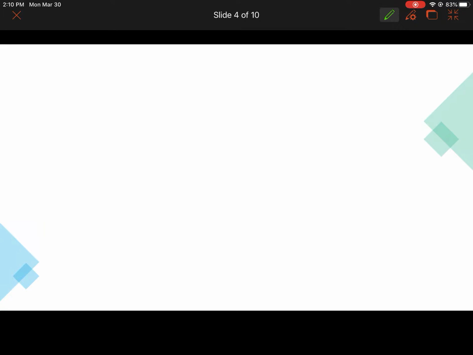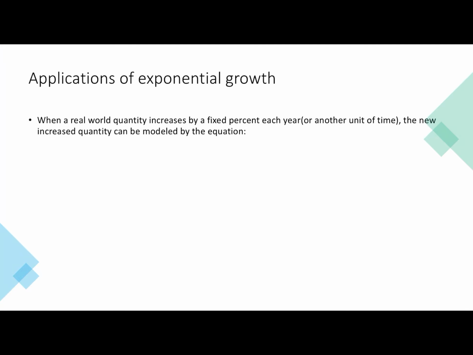Next up, we have applications of exponential growth. This is basically the types of problems that you guys are going to be looking at. When a real-world quantity increases by a fixed percent each year, or this could be another unit of time, it could be a day, an hour, a minute, a week, a month, a decade, a millennium, or a century. Basically it doesn't matter. It's just a unit of time, like they go up by 10% in a day, 10% in a year, whatever. The new increased quantity can be modeled by the equation.